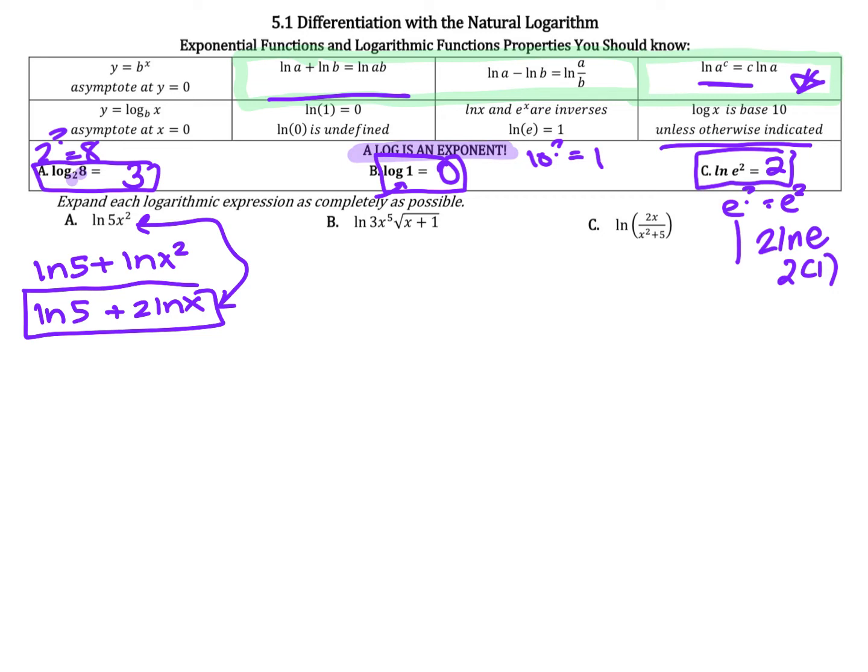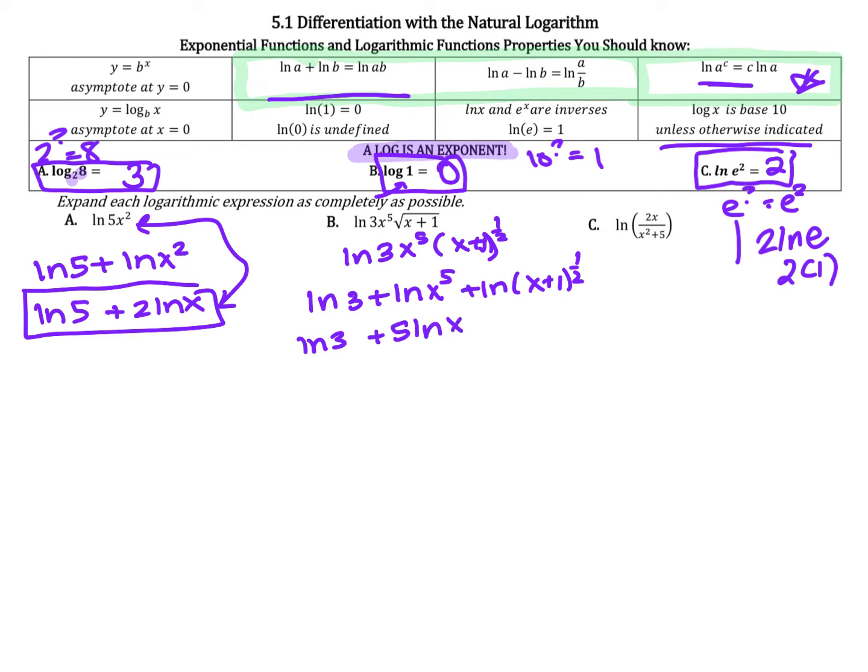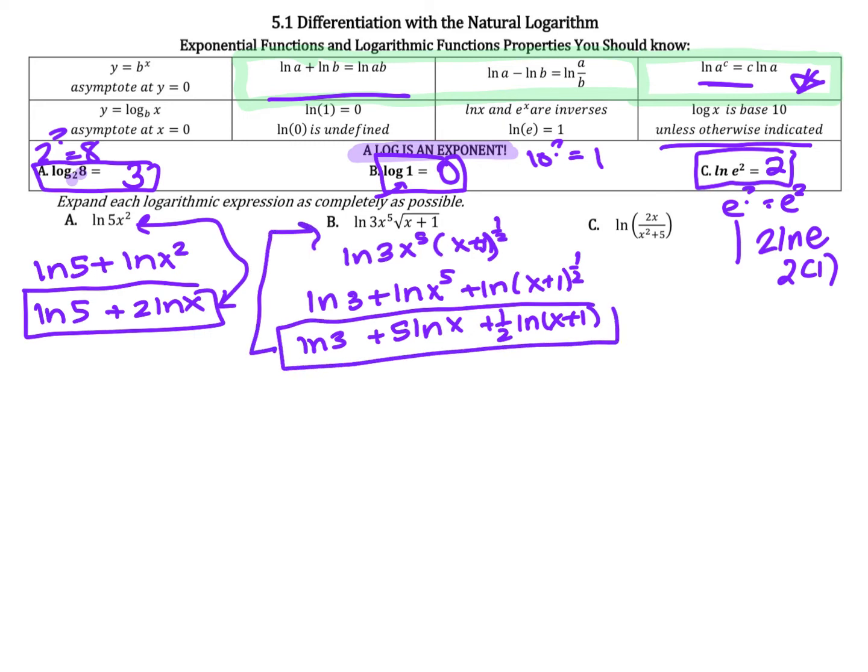I'm going to first rewrite this as natural log of 3x to the 5th times x plus 1 to the 1/2 power. And now I'm going to expand. This is the same thing, since these are all being multiplied, as natural log of 3 plus natural log of x to the 5th plus natural log of x plus 1 to the 1/2 power. And now I'm going to move the powers. This is natural log of 3 plus 5 natural log of x plus 1/2 natural log of x plus 1. So this is equivalent to this.